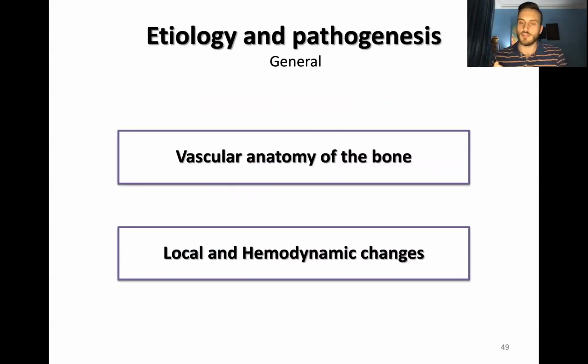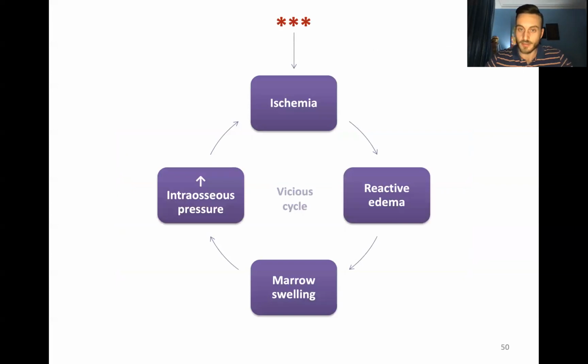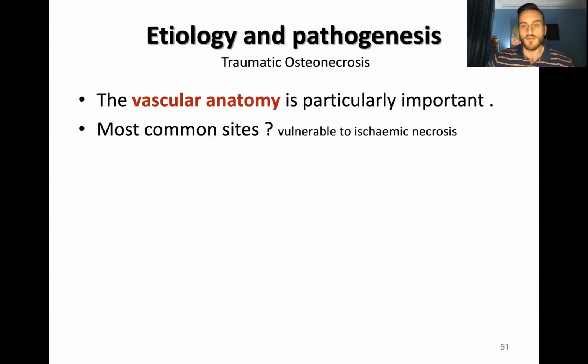There will be vascular anatomy of the bone, as we already mentioned in the first lecture, which is the periosteum, we have the nutrient artery, we have the metaphyseal arteries, we have local hemodynamics. So what's happening is, when there is inflammation, there will be ischemia, more edema, marrow swelling, more intraosseous pressure, which is a vicious cycle. More ischemia, more edema, more swelling, more pressure, and more until the bone dies. So the vascular anatomy is very, very important.